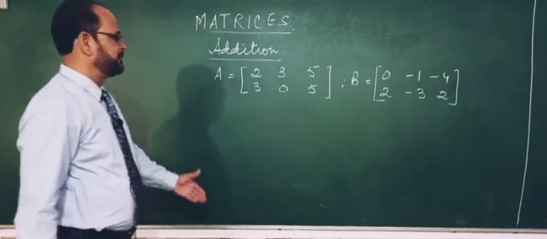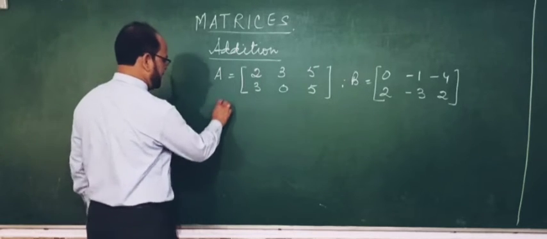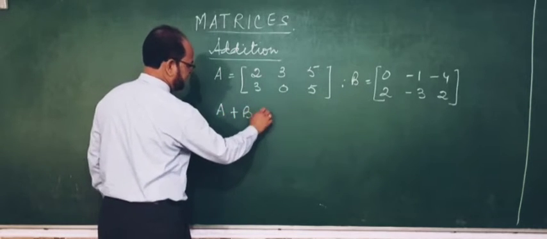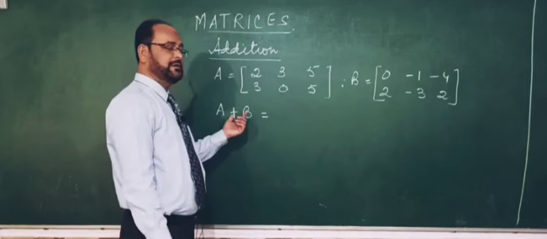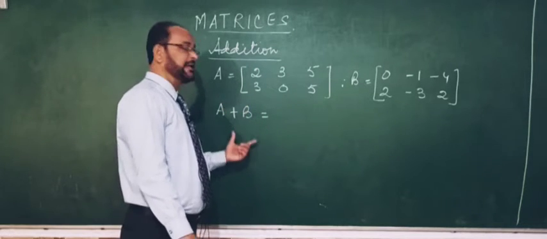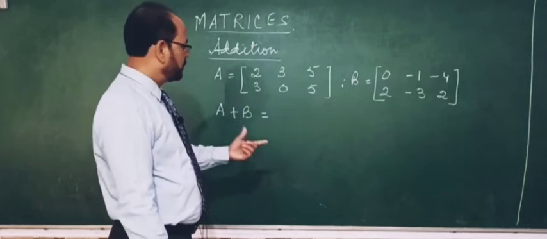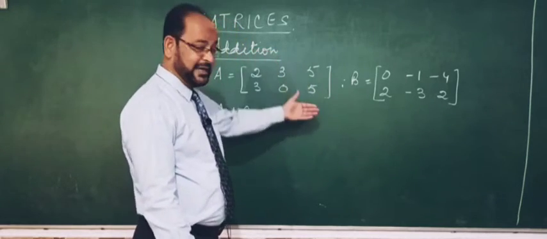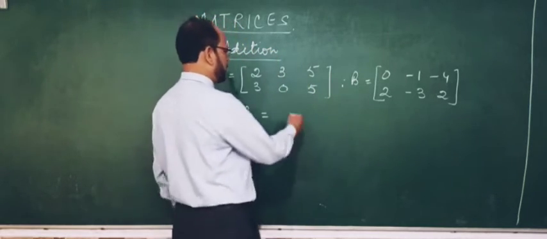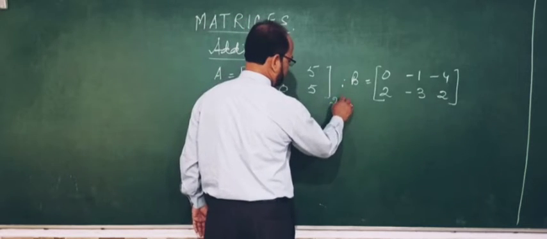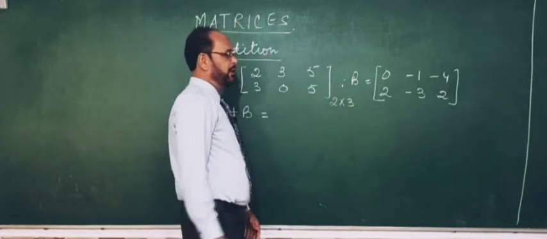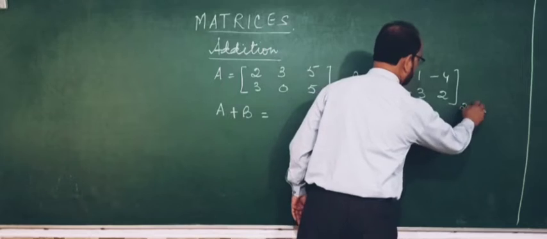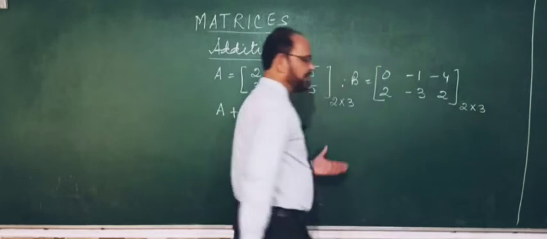This example I have taken. Now you want to add these two matrices, A plus B you want to find. You want to find the sum of these two matrices. So first of all check whether they can be added or not. So check their orders. Now how many rows are there? 2. How many columns are there? 3. Here, how many rows are there? 2. How many columns are there? 3. So their order is the same.